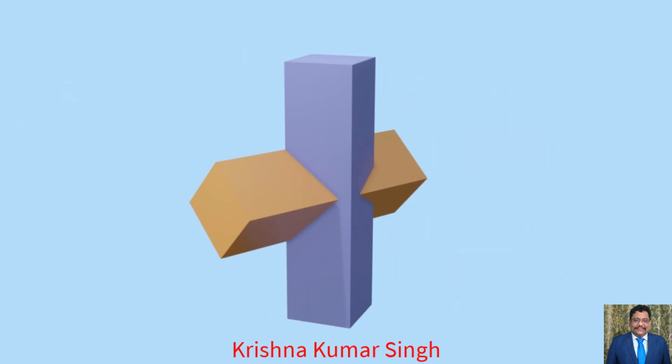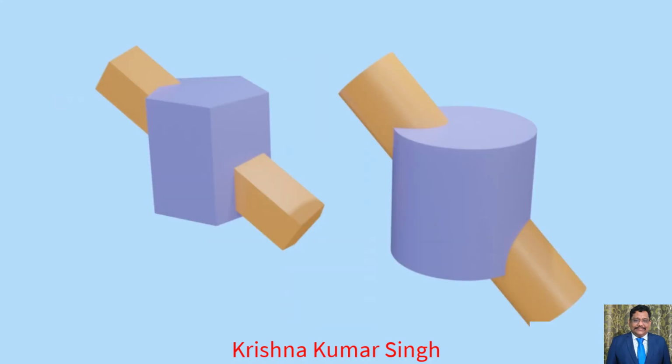In this video we have seen the intersection of prism versus prism. We have obtained the straight line of intersection. In our next video we will come with the intersection of cylinder versus cylinder and will obtain a curved line of intersection.